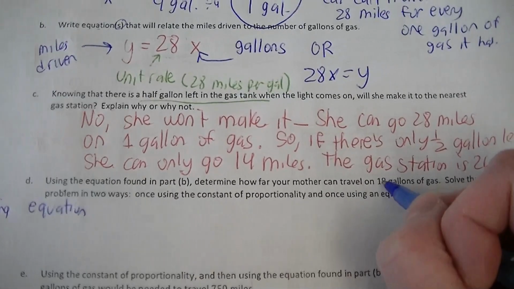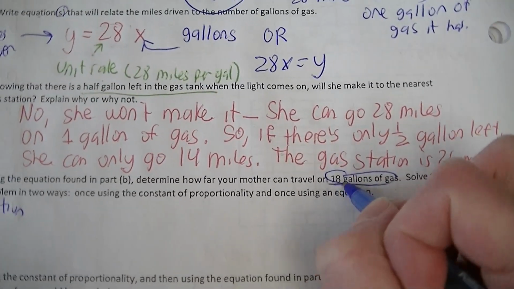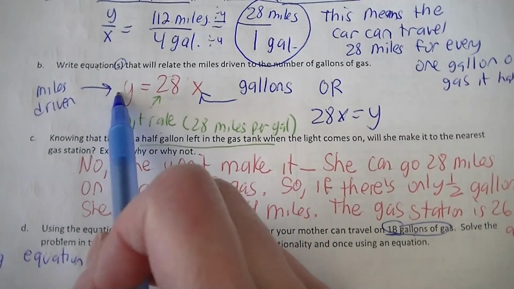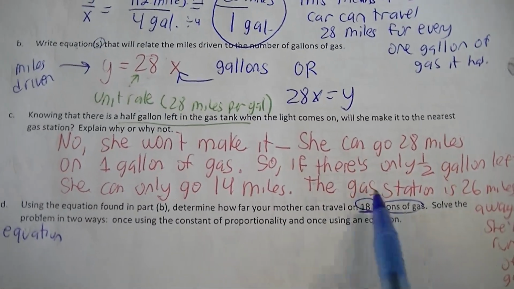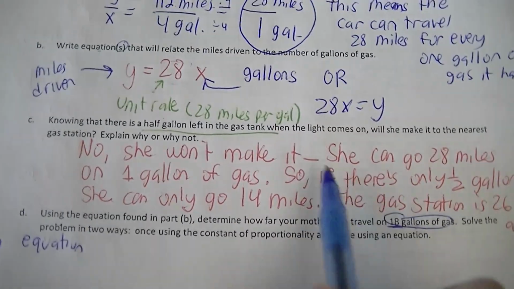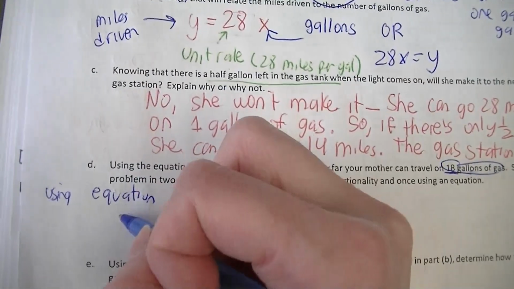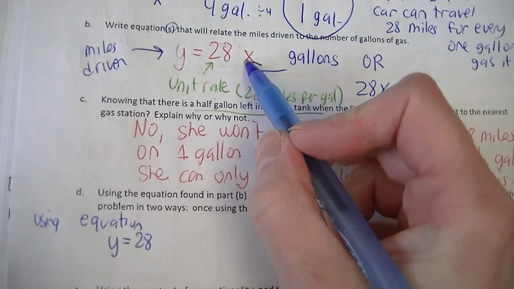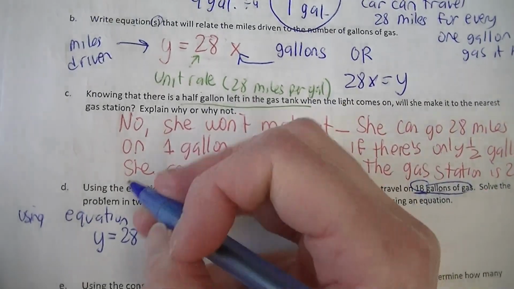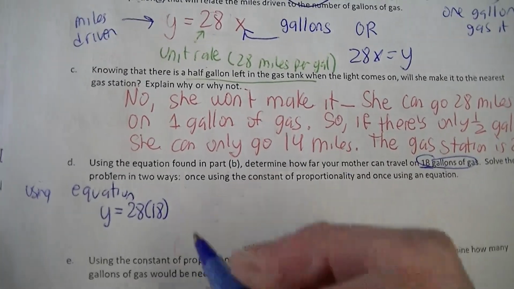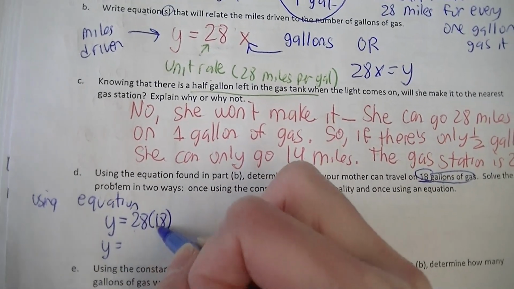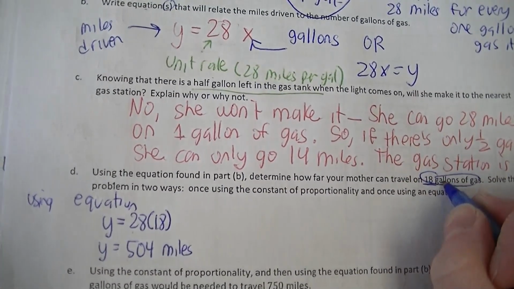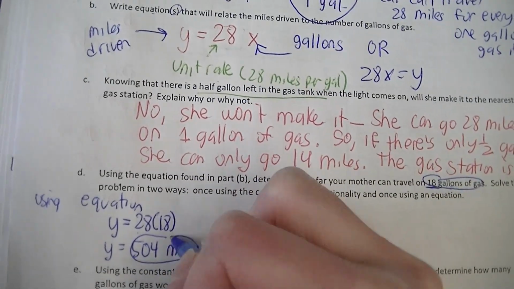And we're curious about how far she can travel on 18 gallons of gas. So it says 18 gallons of gas. Is 18 going to go under gallons, or is the 18 going to be substituted in for the miles driven? Well, since it says 18 gallons of gas, I'm going to substitute it where it says gallons, because that's where you would plug it in, okay? So that equation, I'm just going to rewrite it. Y equals, because we don't know the miles driven, keep the unit rate, and then instead of writing the X right there, we're going to substitute that 18 right there, okay? So Y would equal 28 times 18, which is 504. And that would be miles. That's how far she can go on 18 gallons of gas. So that's using the equation.